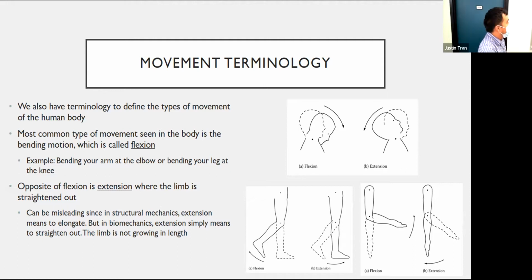Because we're coming from an engineering background, we have to be careful saying the word extension. From a solid mechanics point of view, sometimes what we mean is that whatever bar or material we're looking at is actually getting longer in length, like stretching out. But we don't mean that in biomechanics. When we say extension in biomechanics, all we mean is straightening out. It's not actually getting longer or elongating. It's just going from a flexed position to a straightened out position. All right, so that's flexion and extension.